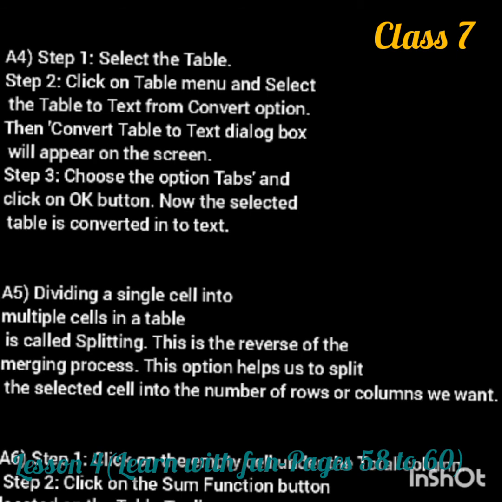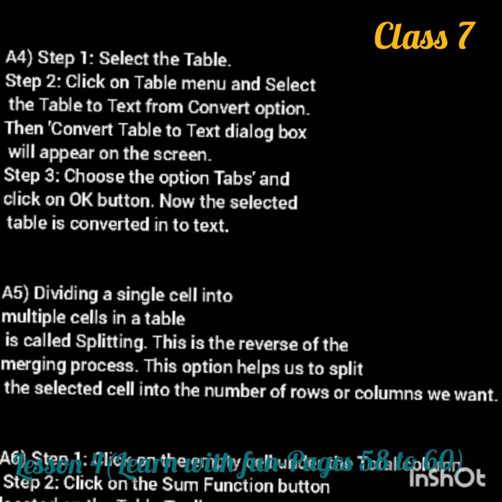Answer number 5. Dividing a single cell into multiple cells in a table is called splitting. This is the reverse of the merging process. This option helps us to split the selected cell into the number of rows and columns we want.